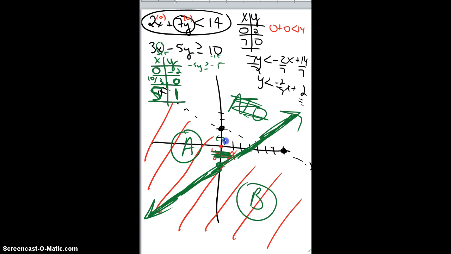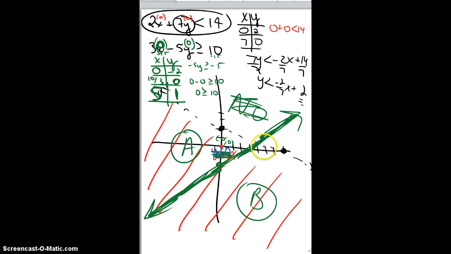I'm just going to test (0, 0) since it's on the A side. Sub in 0 here, 0 there, see what I get. 0 minus 0 is greater than 10. Is 0 greater than 10? The answer this time is no. So notice where the no's are: the no's are on the A side. That's saying none of this is an answer, so B is going to be the yes side.